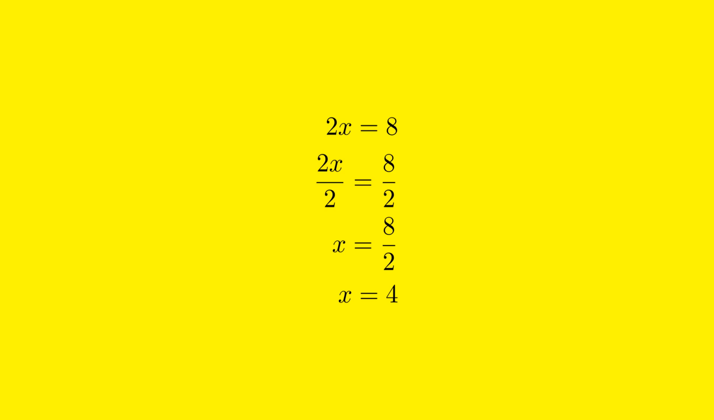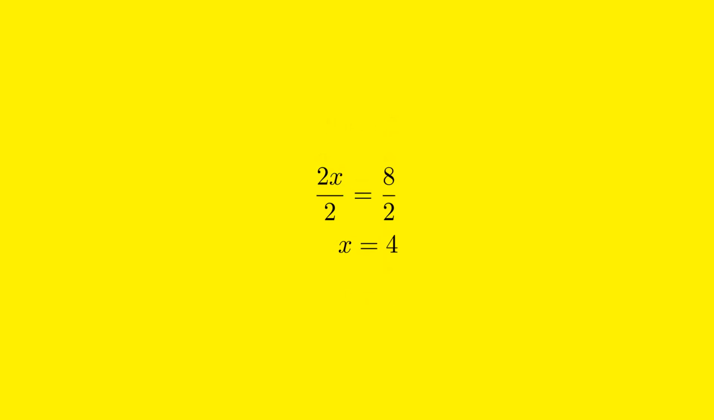The left side of our equation is 2x divided by 2, and the right side is 8 divided by 2. Simplifying both sides of this operation, we have x equals 8 divided by 2. 8 divided by 2 is 4. Therefore, x equals 4. This completes the solving process, and the value of x is found to be 4.